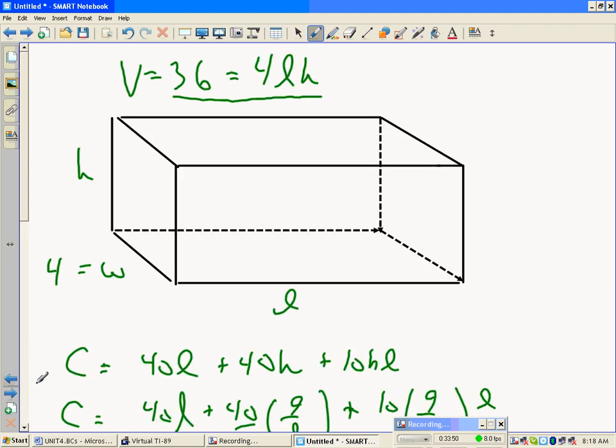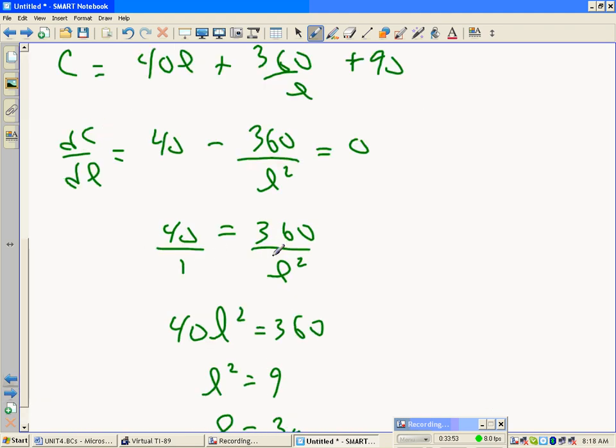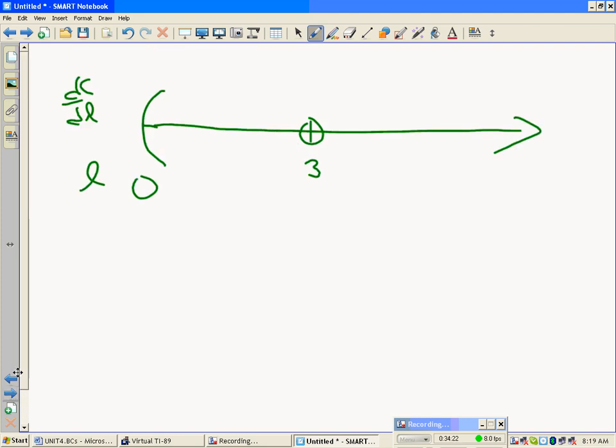Well, what is it? It was this. Say I plug in something between 0 and 3, like 1. That's negative. And what if I pick something bigger than 3, like 9? Is 9 a good one? 6. It's positive. 6 is easy, because 6 squared is 36, into 360 is 10, 40 minus 10 is positive. 1 is easy, because 1 squared is 1, 360 over 1 is 360, 40 minus 360 is negative. So that's negative, that's positive, so C is decreasing, then it's increasing.